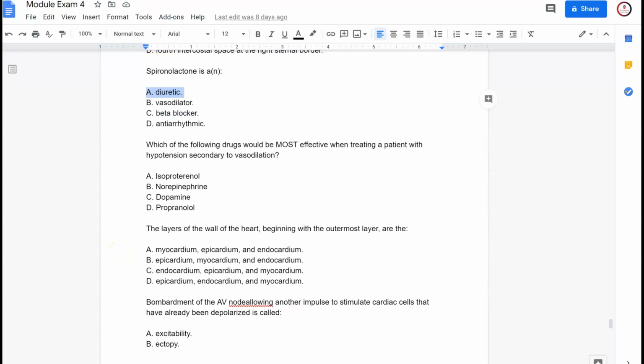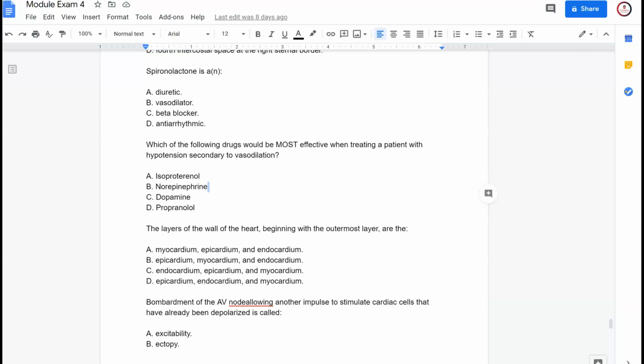Which of the following drugs would be most effective when treating a patient with hypotension secondary to vasodilation? And this is a little bit of knowing how your medications work, right? Dopamine is dose dependent. Propranolol is not going to help hypotension, right? It's just going to slow the heart rate down. Isoproterenol, even if you don't really remember what this is, it's okay, because what causes vasoconstriction? Norepinephrine.